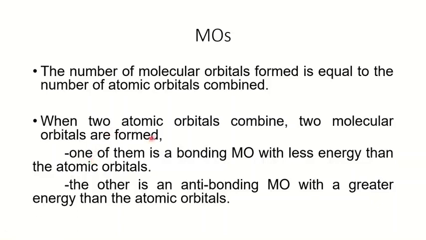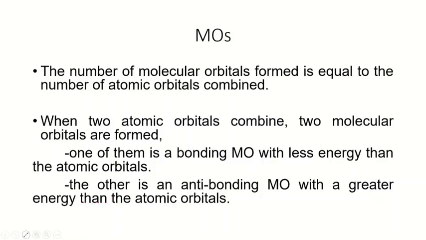Let's see. When two atomic orbitals are combined, two molecular orbitals are formed. One of them is a bonding molecular orbital with less energy than the atomic orbitals. So remember, bonding molecular orbitals will have lesser energy compared to atomic orbitals. Then the other is an anti-bonding molecular orbital with a greater energy than the atomic orbitals.